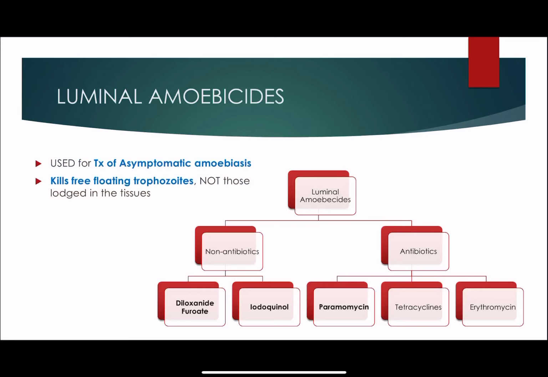Okay, so for luminal amoebicides, they're further subdivided into non-antibiotics and antibiotics. They are also used singly for the treatment of asymptomatic amoebiasis. They kill the free-floating trophozoites, not those lodged in the tissues. So you'd expect that these drugs will most likely remain in the lumen in order for them to be able to kill the trophozoites there. So for the non-antibiotics, you have diloxanide furoate and iodoquinol. For the antibiotics, we have paromomycin, tetracyclines, and erythromycin.